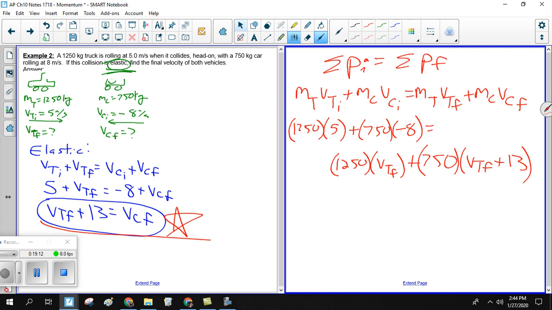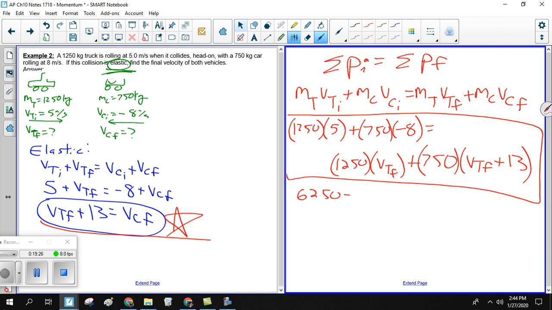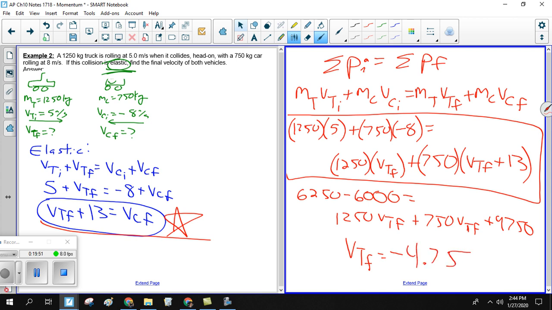All right, so now I've got this one big equation where my only unknown is VTF. If you simplify this mess, here's what you end up getting. You get 6250 minus 6,000 on the left-hand side equals 1250 VTF plus 750 VTF plus 9750. And then I'll let you do the algebra on your own. VTF turns out to be negative 4.75, I think is what that says, meters per second.